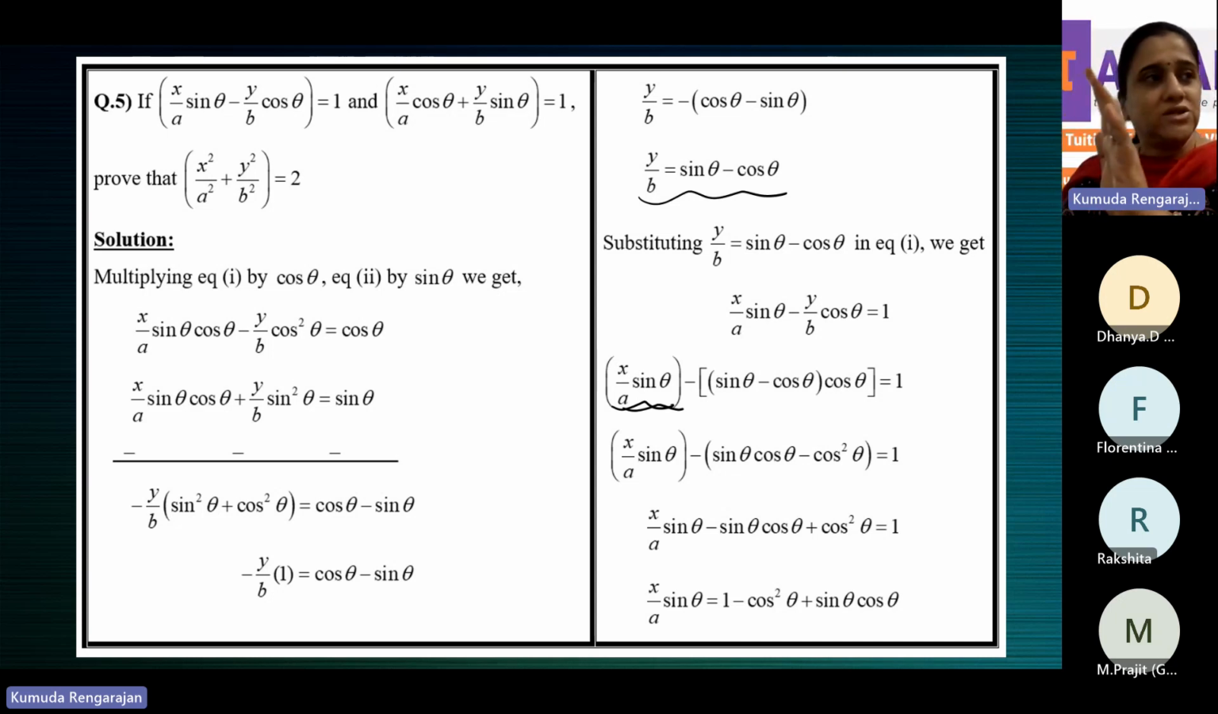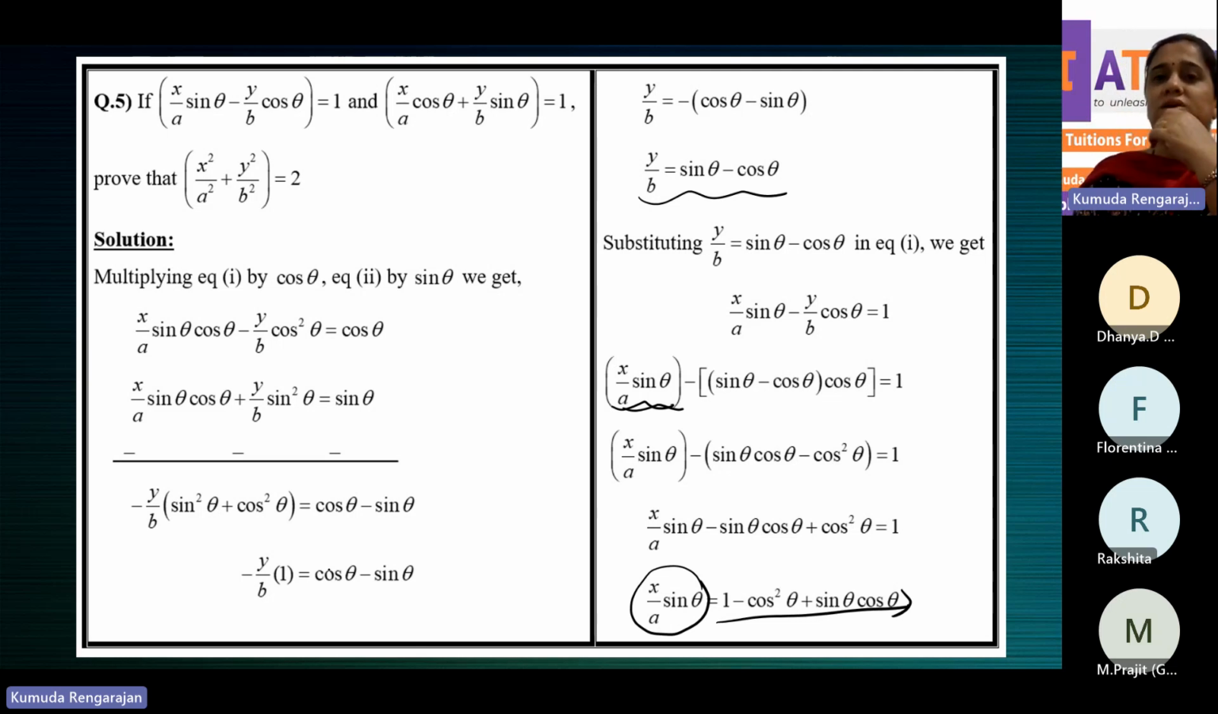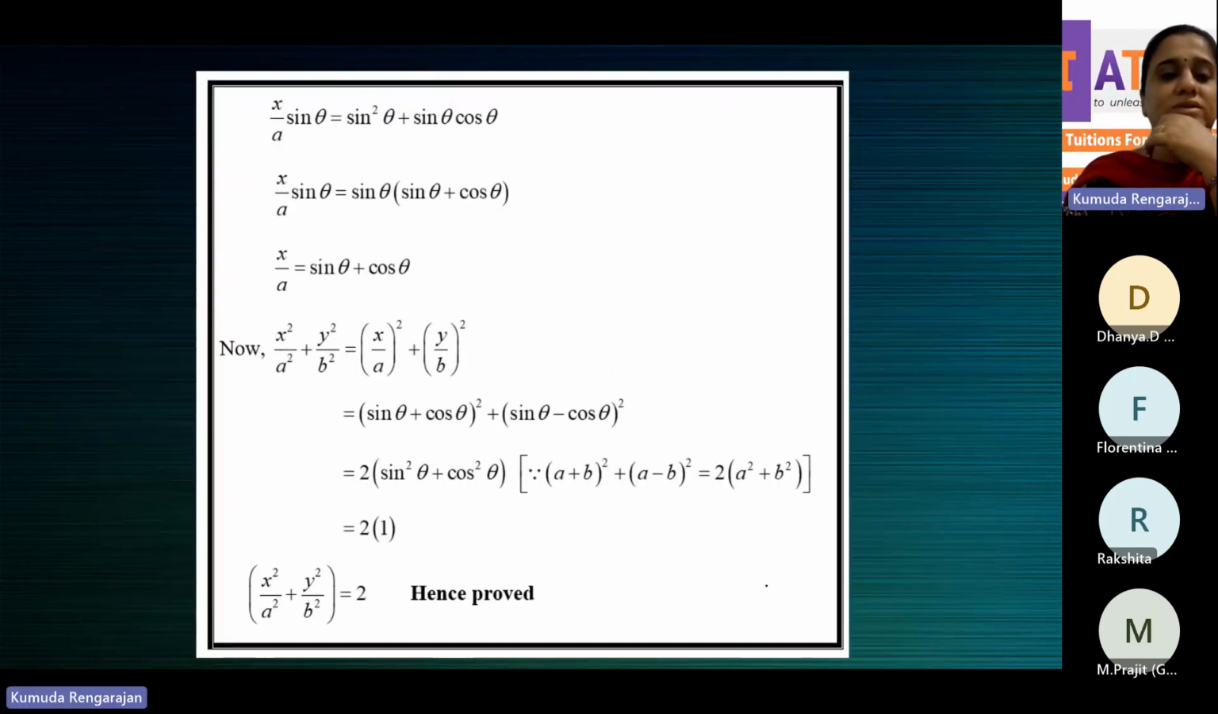Now the other condition is the rest of the terms must be on the other side. That's why we transpose. We have only x by a sine theta on one side, and we take everybody else to the other side. Only then you can find x by a. Now 1 minus cos square theta is replaced with sine square theta. Now of course sine theta is common, so we get this in the bracket. Sin theta gets cancelled. And so x by a is equal to sin theta plus cos theta.